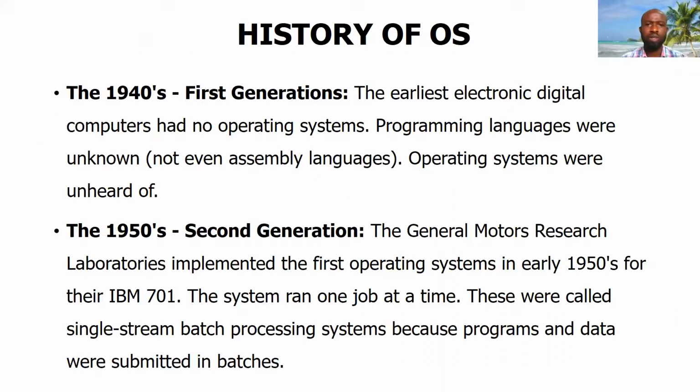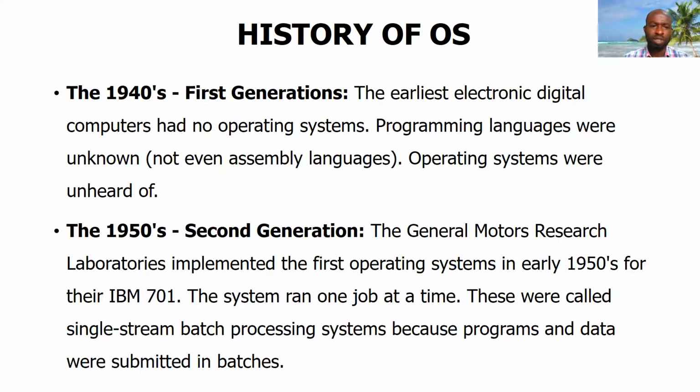Okay, so let's look at some of the history of operating system. The first generation of operating system was around the 1940s. That is, the earliest electronic digital computers had no operating system. So around the 1940s, when the first generation of computers started, the electronic digital computers had no operating systems in them. The programming languages were unknown, not even assembly language, and the operating system was never heard of.